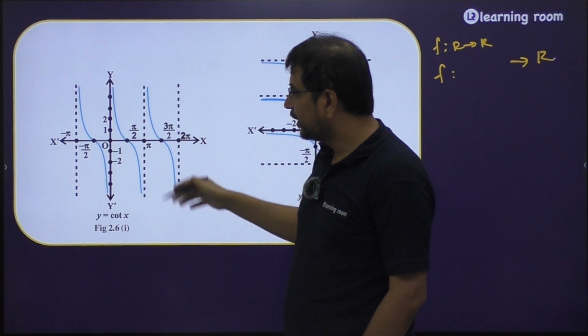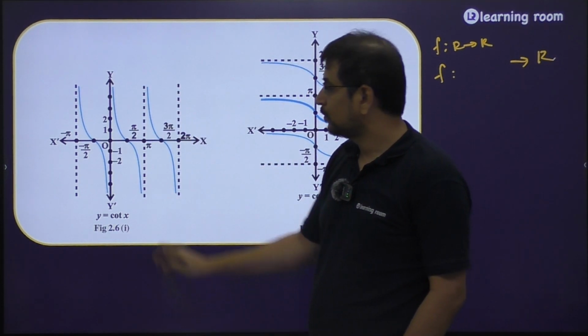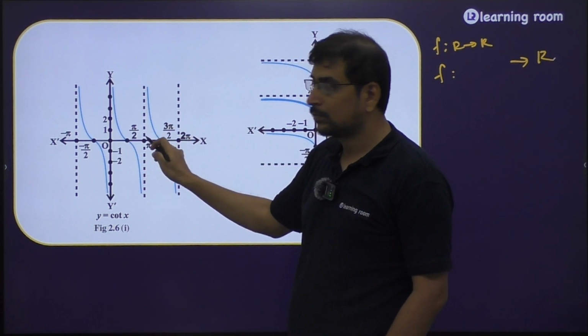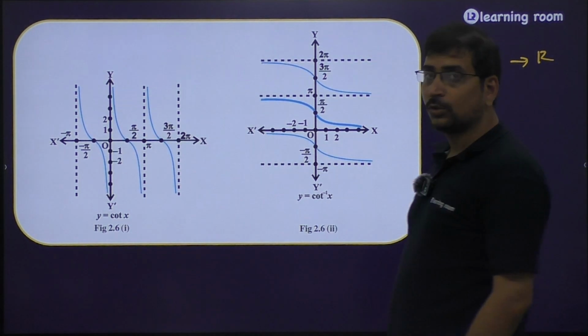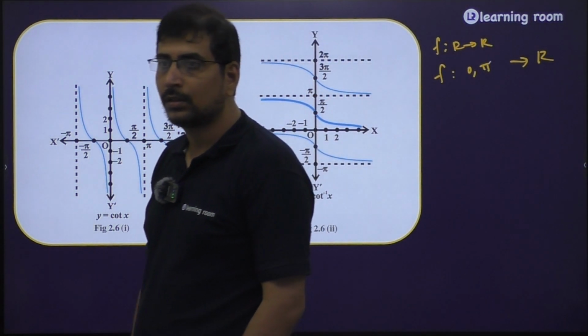Where is it continuously decreasing? So 0 to pi, but should I use an open bracket or a closed bracket?